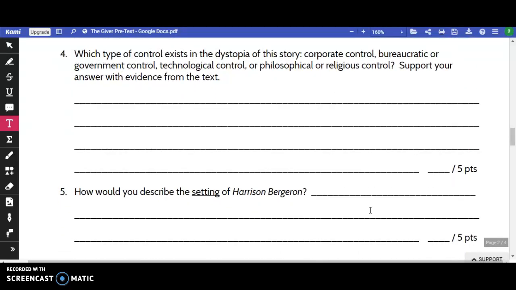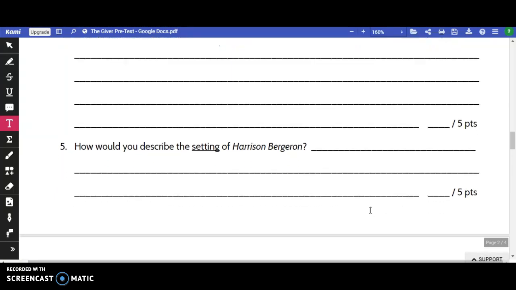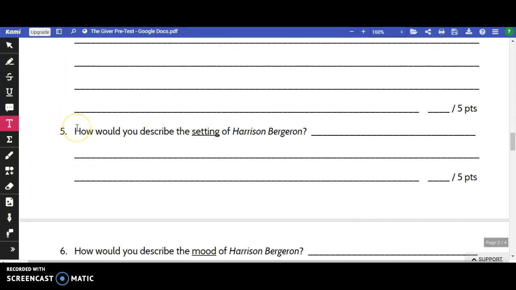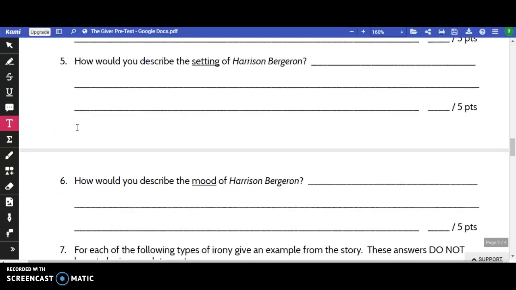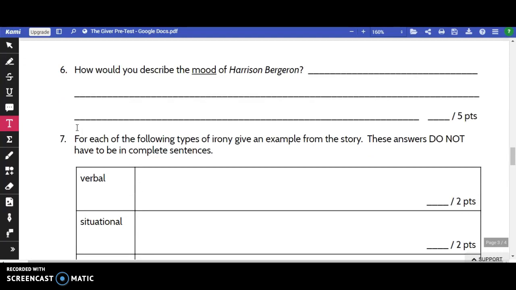Question 4. Which type of control exists in the dystopia of this story? Corporate control, bureaucratic or government control, technological control, or philosophical or religious control? Support your answer with evidence from the text. Question 5. How would you describe the setting of Harrison Bergeron? 6. How would you describe the mood of Harrison Bergeron?